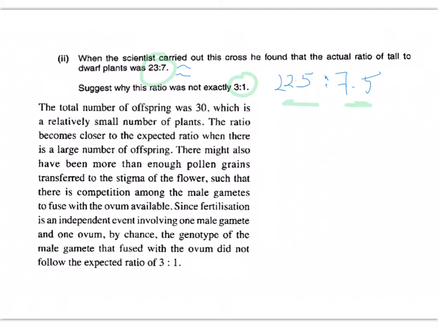This question is not asking for whether it's whole number or not, but more of the expected ratio as compared to whatever that's produced may be different because we're looking at a small number. So sample size is very important. We can also talk about other things such as whether the pollen transferred to the stigma, whether there's ovum available, and so on and so forth. So these are the technical part when pollination takes place before fertilization. And then you can talk about during fertilization. Each time the gametes fuse is also independent, and that's why the genotype is different.